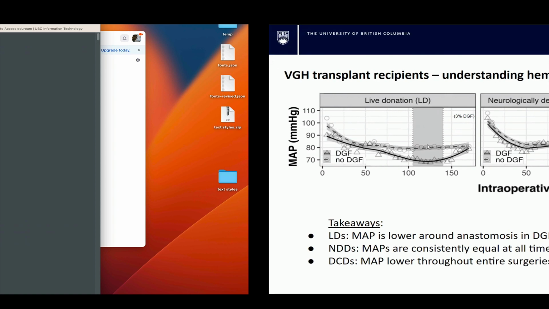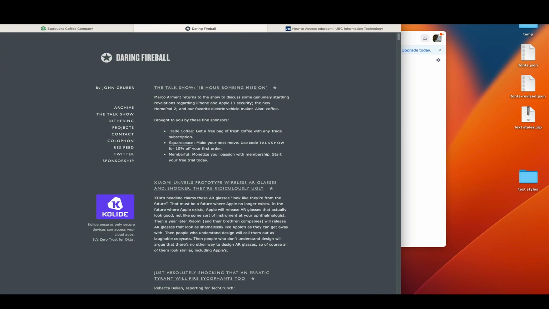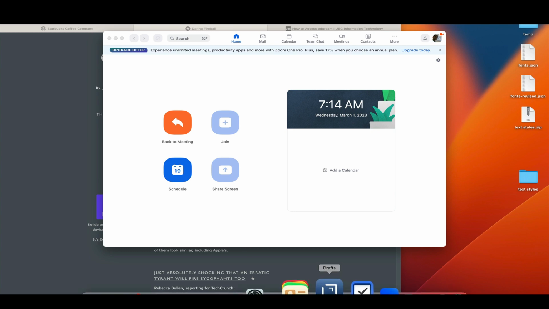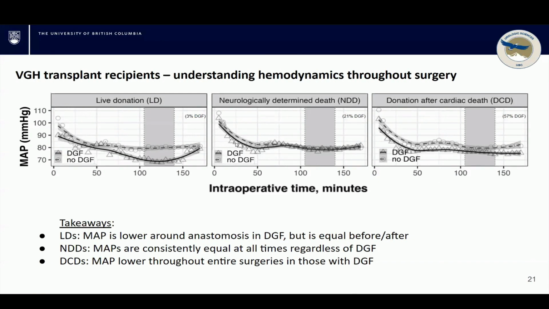So in live donor kidney recipients, those who have DGF have lower blood pressures, vastly lower blood pressures just before and at the time of anastomosis. In NDD recipients, on the other hand, there doesn't really seem to be that much of a difference between the blood pressures between the two groups at any point throughout the surgery. And perhaps that suggests that the DGF in NDD recipients is more attributable to the input quality of donor kidneys than any specific intraoperative event. And then finally, in DCD recipients, we see that on average, the blood pressures are consistently lower in those with DGF than those without throughout the entire operation.